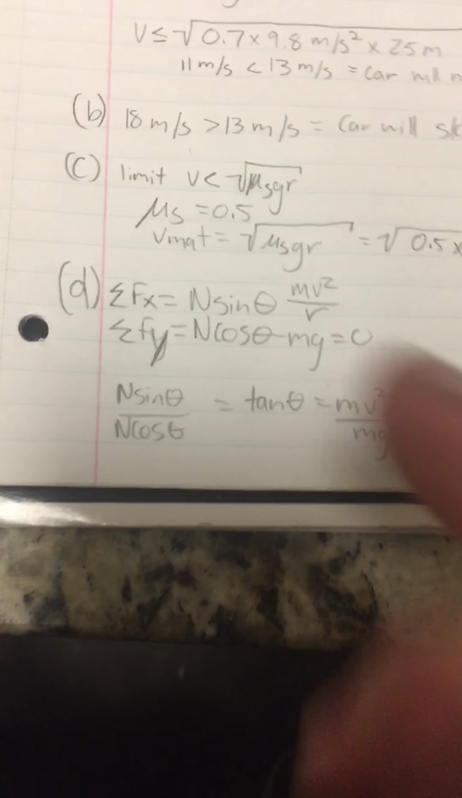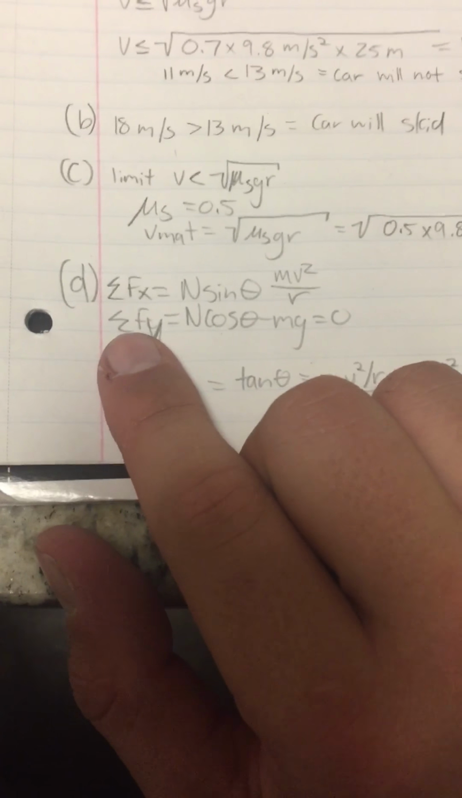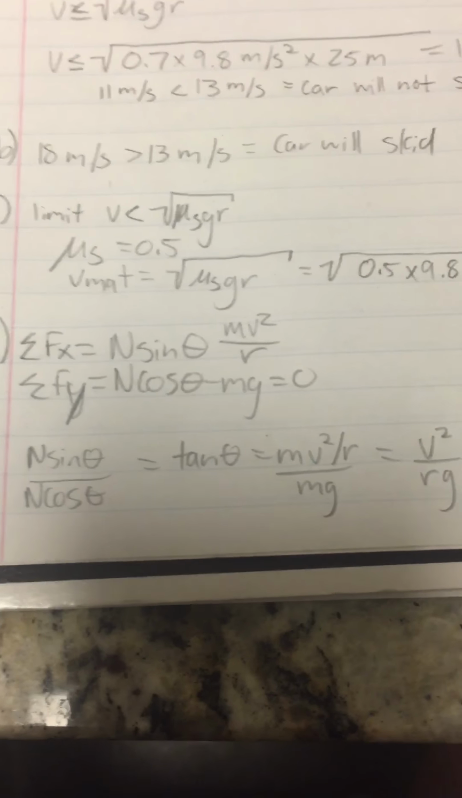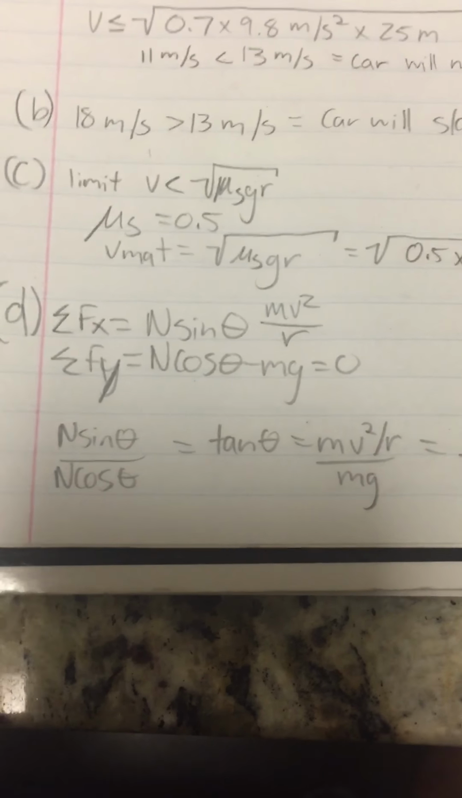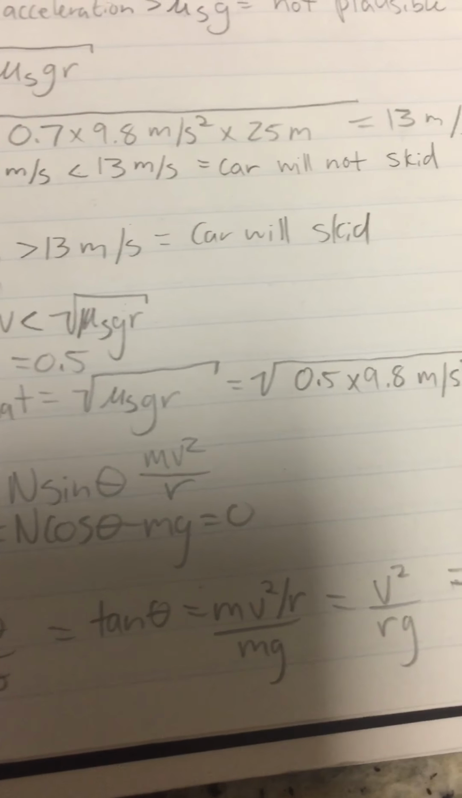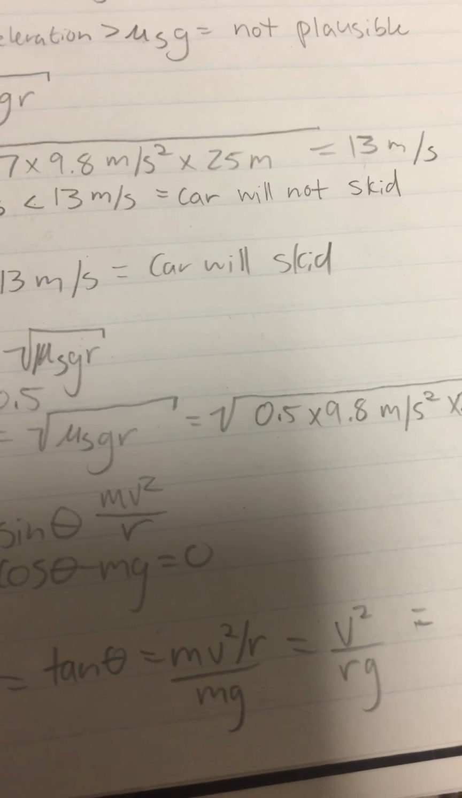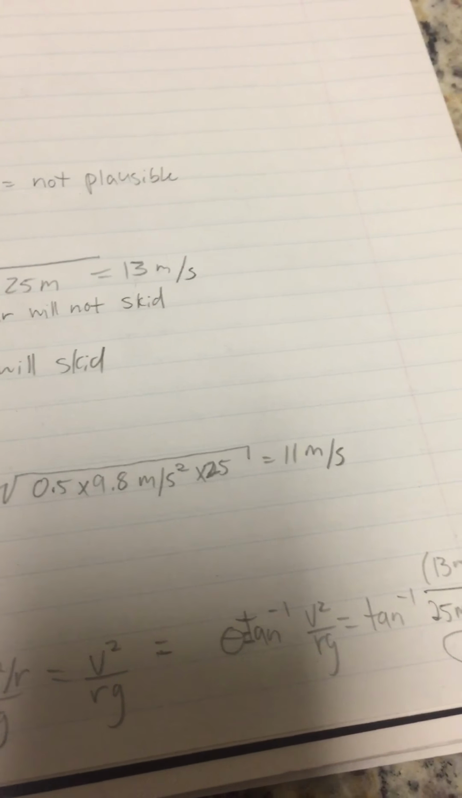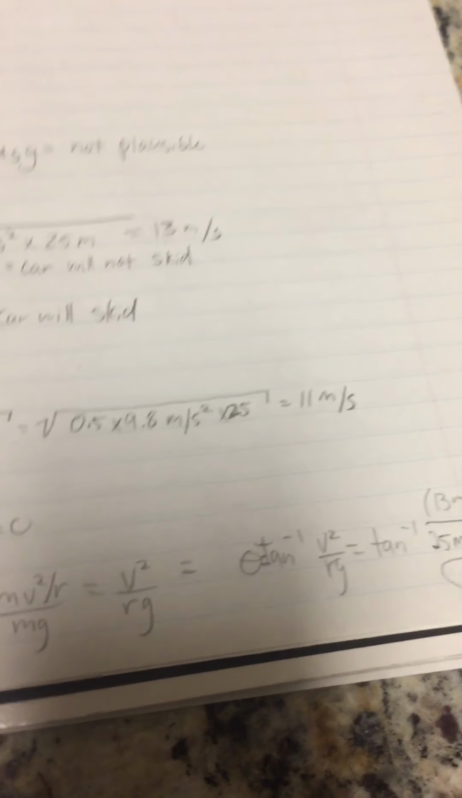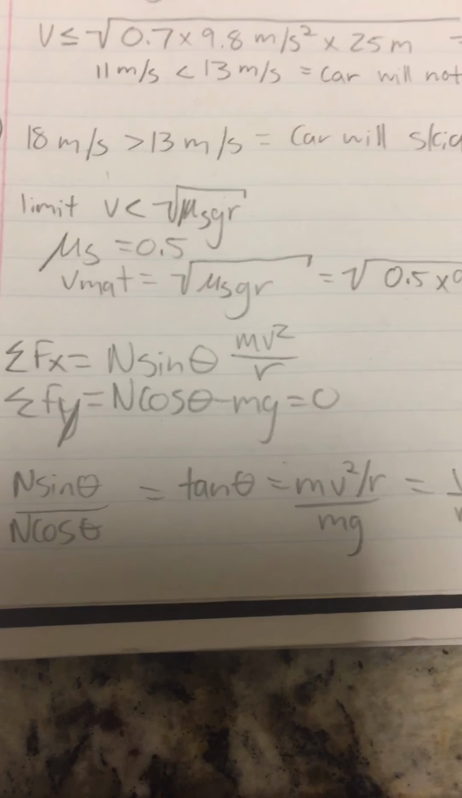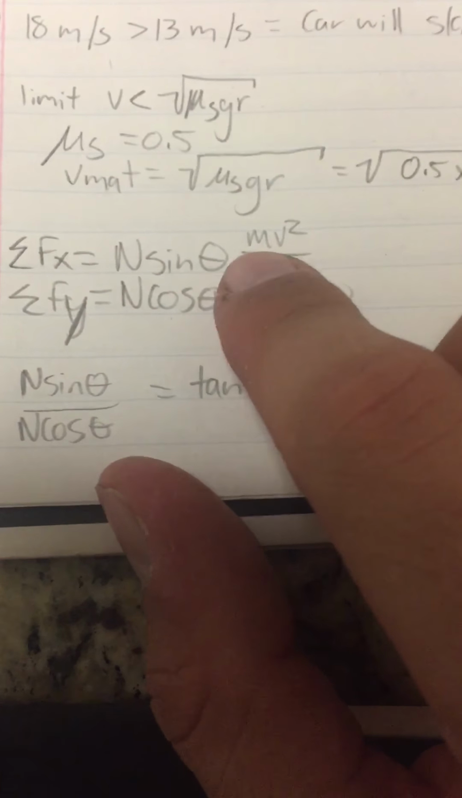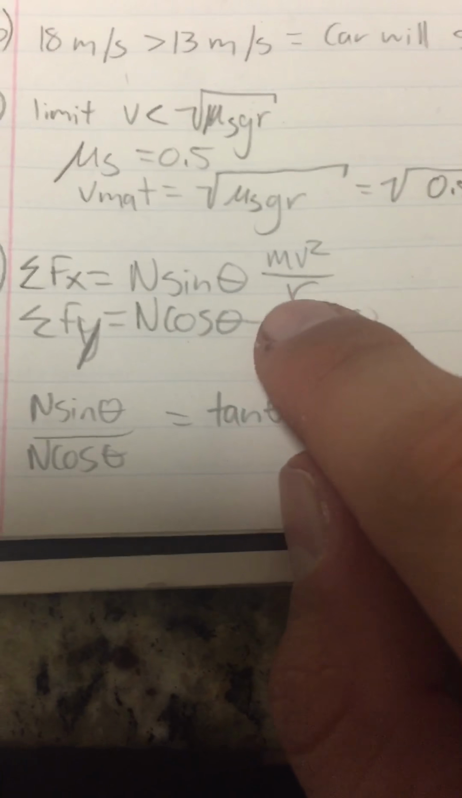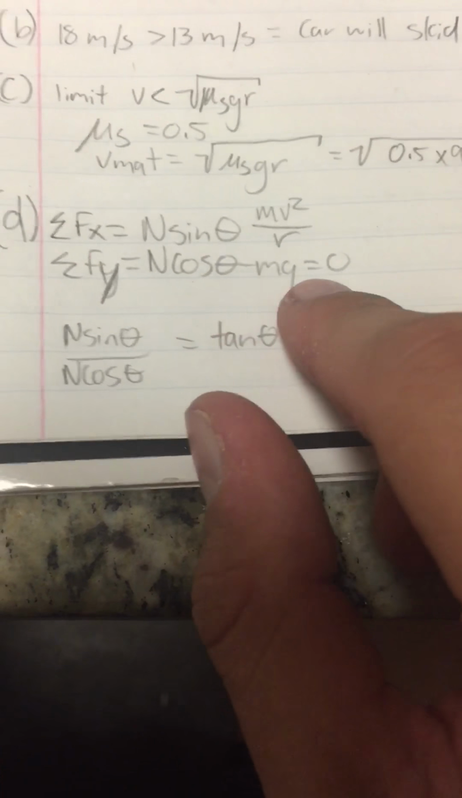Now we can go to part D, which is: for a car to safely navigate the curve in icy conditions at the speed of 13 meters per second, what banking angle would be required? And we have to understand that the sum of the forces in the x direction equals n times sine theta equals m v squared divided by r, and then the sum of the forces in the y direction equals n times cosine theta minus mg equals 0.